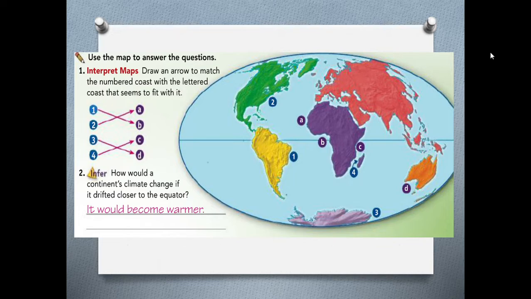Another example, we can match number 2 and letter A, which is North America and Africa. So if we sort of move one more time both continents, we can see that they would actually match.